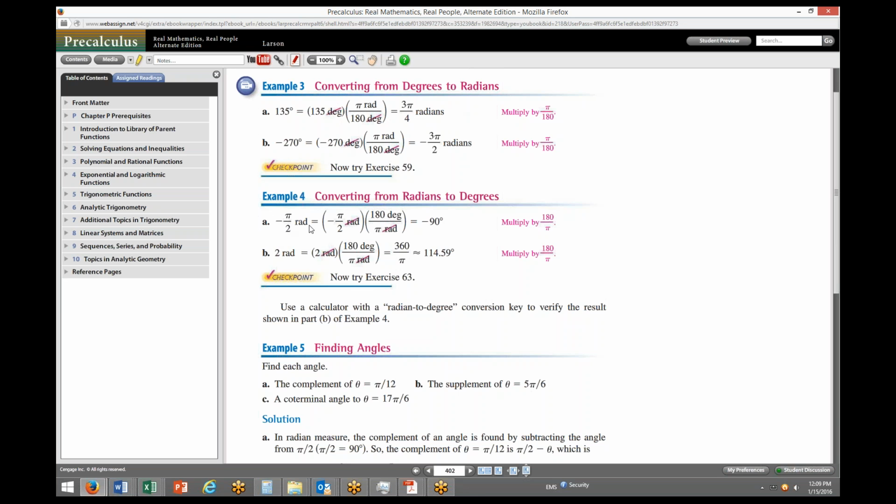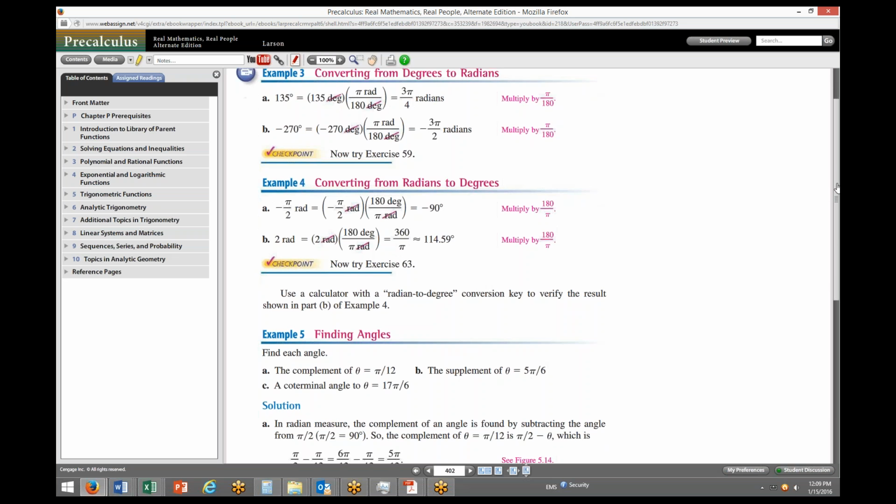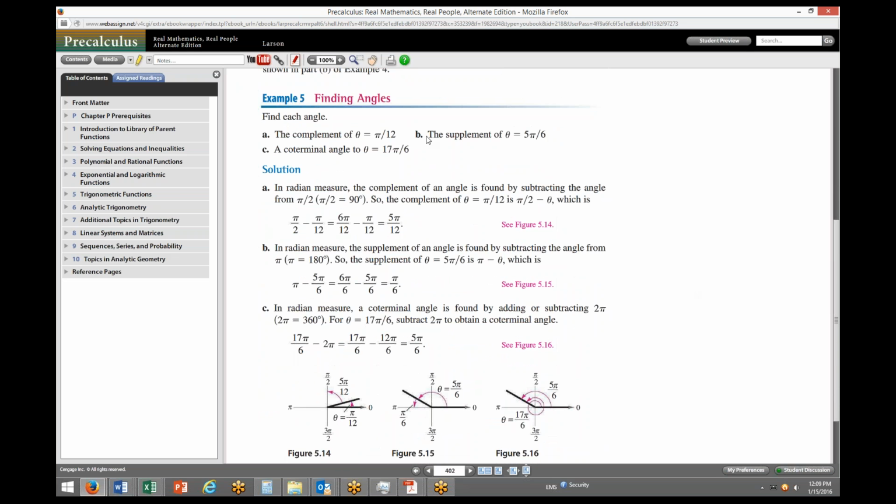Similarly, negative pi over 2 radians, multiplying by the conversion factor of 180 over pi, just the flip of pi over 180, the pi's cancel, 180 over 2 reduces, and it turns out to be equal to negative 90 degrees. And you can similarly find complements and supplements of angles whose measures are in radians, similarly to how you can do that if the angles have measures in degrees. They give you some examples of this right here. That's not complicated.